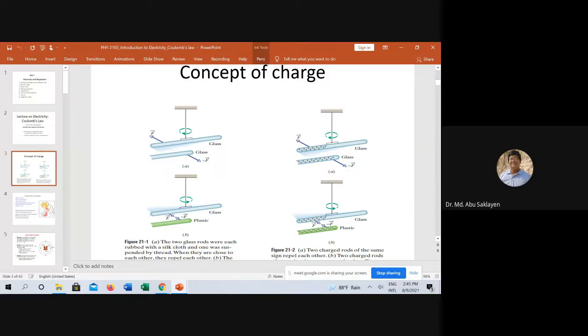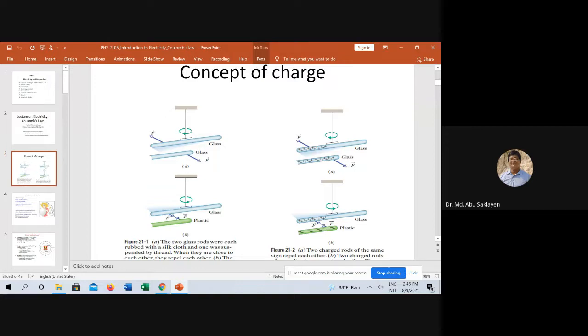Before rubbing, the number of total charges, that means positive and negative charges, is equal in both rods. This is known as equilibrium. And when you rub one rod with silk cloth, some charge transfers. Electrons from the glass rod are transferred to the silk cloth, and as a result the glass rod becomes positively charged.